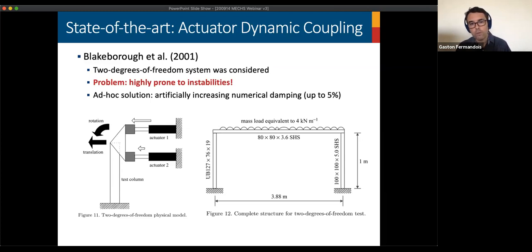You know that if you add too much numerical damping, probably the response of the structural system is not going to be too accurate because you are considering too much damping, and probably the demands of displacement are going to be too low, or the velocities are going to be too low.